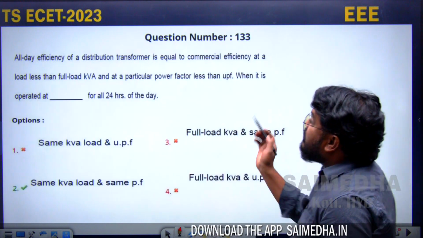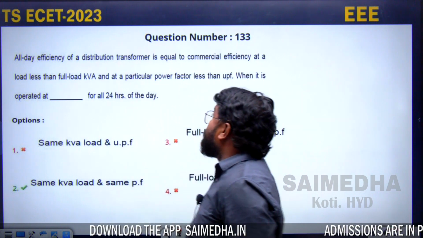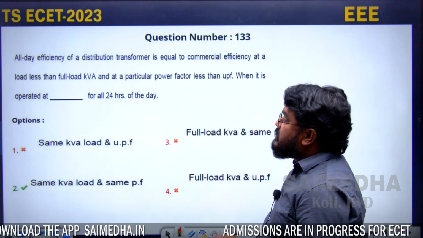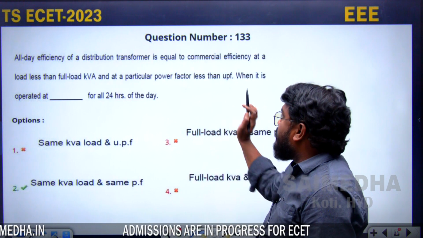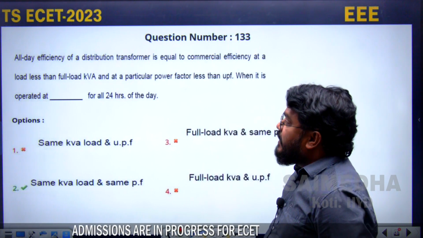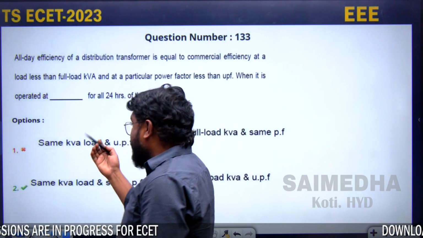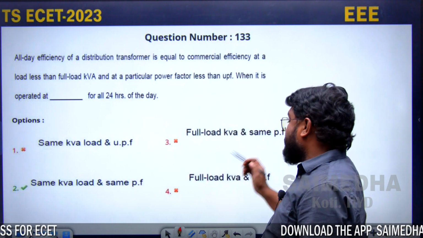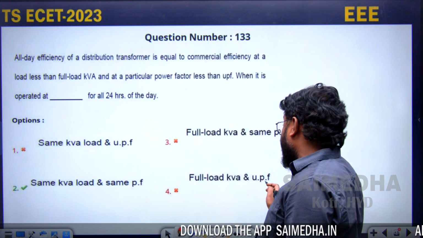And next let us solve question number 133. The all day efficiency of the distribution transformer is equal to the commercial efficiency at a load less than the full load kVA at a particular power factor less than UPF, when it is operated for 24 hours of the day. The options are: same kVA load and unity power factor, full load kVA and same power factor, same kVA load and same power factor, full load kVA and unity power factor.